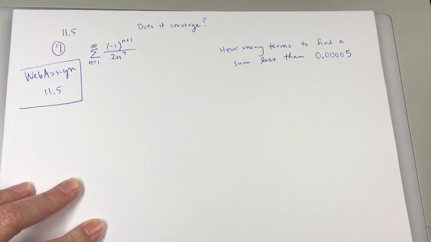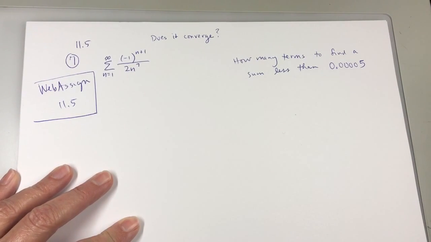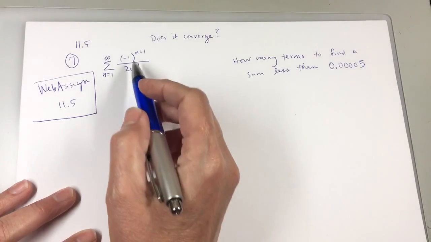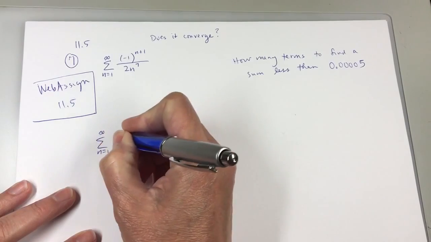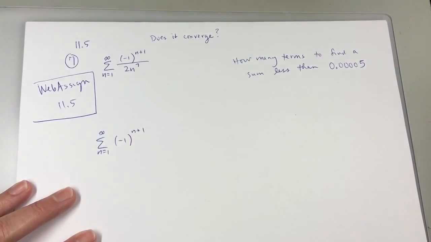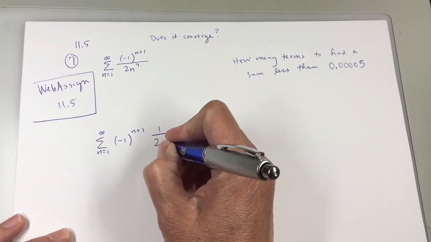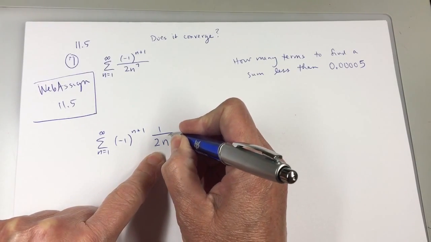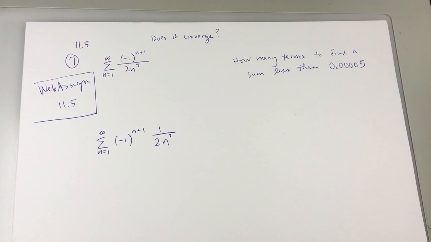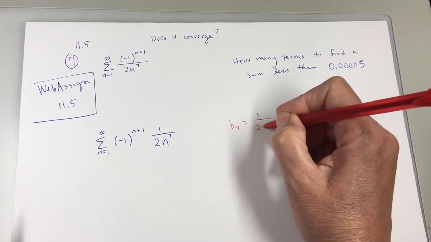Okay, so here's problem 7 from the WebAssign, and they want to know if this series converges or diverges. As I'm looking at it, I'm seeing it's alternating, so I'll put the alternating part right there in the front, because this is what I prefer to do if it's alternating. So that's -1 to the n plus 1 times 1 over 2, and that's n to the 7th in the denominator. So for this problem, b sub n is 1 over 2 n to the 7th.